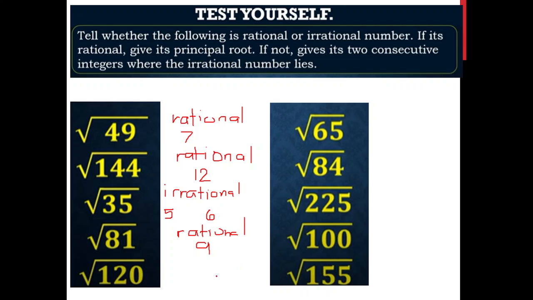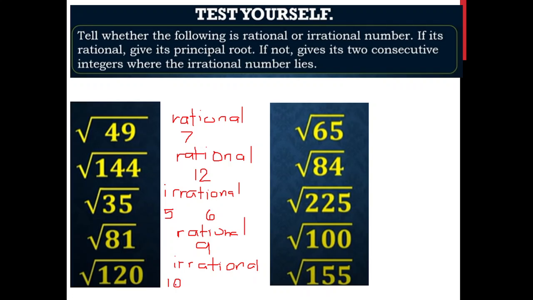How about 120? Is it a perfect square? No, this is not a perfect square. Okay, 120 is an irrational number. So what are the two perfect squares before and after 120? Since there is 100, let's try 10 times 10. 10 times 10 is 100.